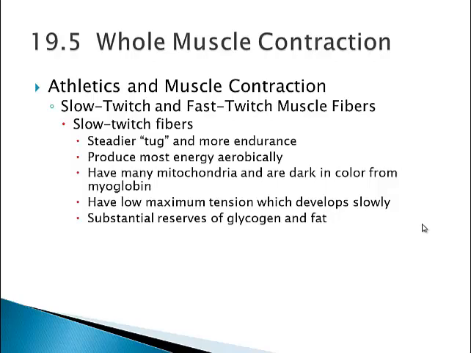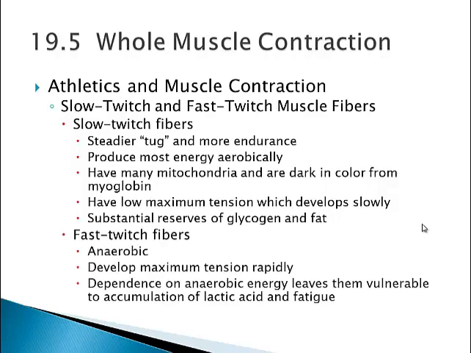They have many mitochondria and are dark in color from all the myoglobin used to store the oxygen. They have a low maximum tension, which develops slowly, so it takes a while for these muscle groups to get going. And they have substantial reserves of glycogen and fat to allow them to continue on.